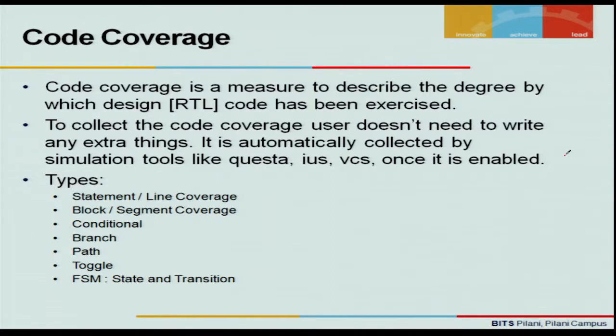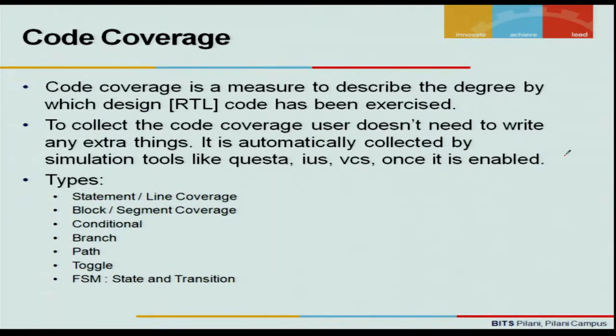Now to collect the code coverage, the user doesn't need to write any extra things. I mean, as a verification engineer, I don't need to do anything extra on the code coverage side. It is automatically collected by simulation tools like Questa, IUS, VCS. There are certain switches you need to pass to these tools, and automatically code coverage will be enabled, and the tool will perform the collection. It will analyze whatever code the designer has written, and it will dump the code coverage data. The analysis part either the designer or the verification engineer has to do.